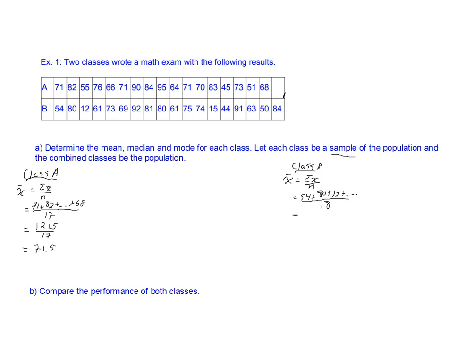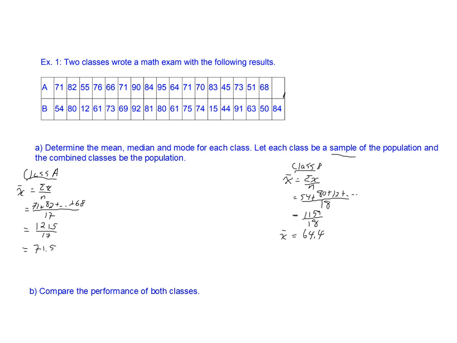And when we do that, we get a total of 1,159, and we're going to divide that by 18, giving us a result of 64.4 for the mean. Now you can see that the mean of this class is much lower than the mean of the other class. We'll talk about that in a moment. So let's move on now to calculate the median.